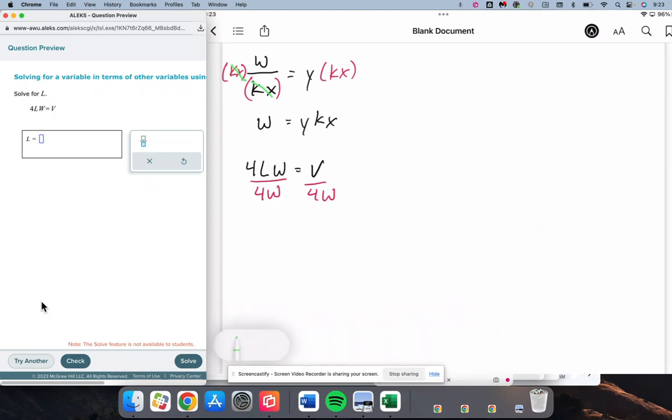which is going to divide out evenly with the 4 and the w in the numerator. Again, some people like to use the word cancel. I don't like that word because that's not really what's happening. They're dividing out evenly. And we're left with v over 4w.